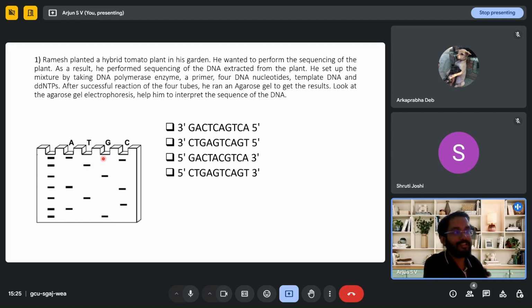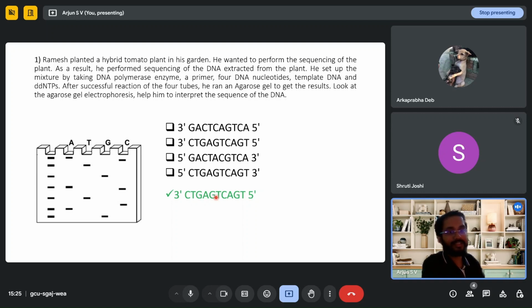So the farthest here, the first band will be G, so the complement will be C. Following that, if you solve the entire sequence, it will be C T G A, and then C A, and then G T. So this sequence matches with the answer. So this will be your correct answer for this question. I hope you get how this Sanger sequencing works now.